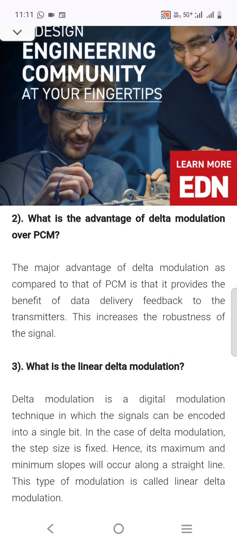What is the advantage of delta modulation over pulse code modulation? It provides the benefit of data delivery feedback to the transmitter, which increases the robustness of the signal.